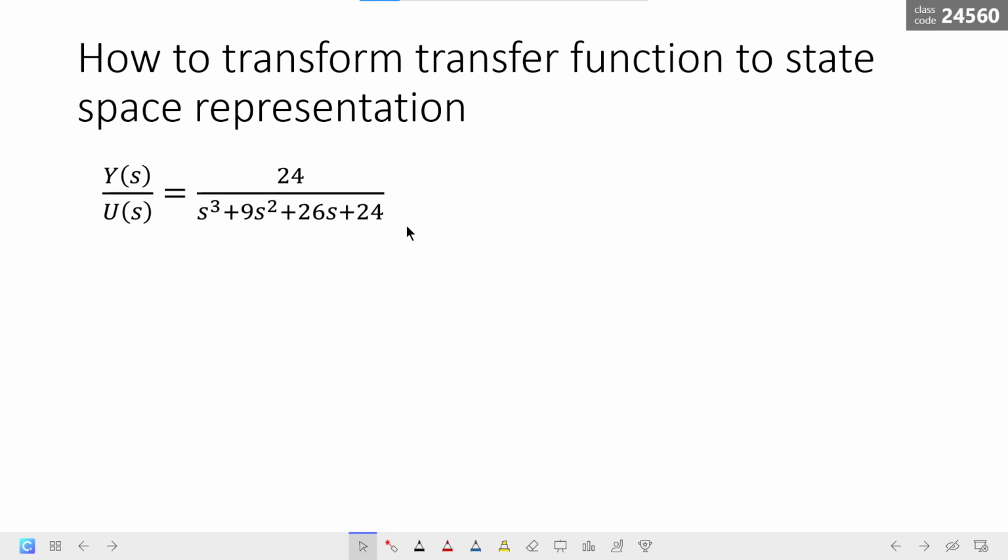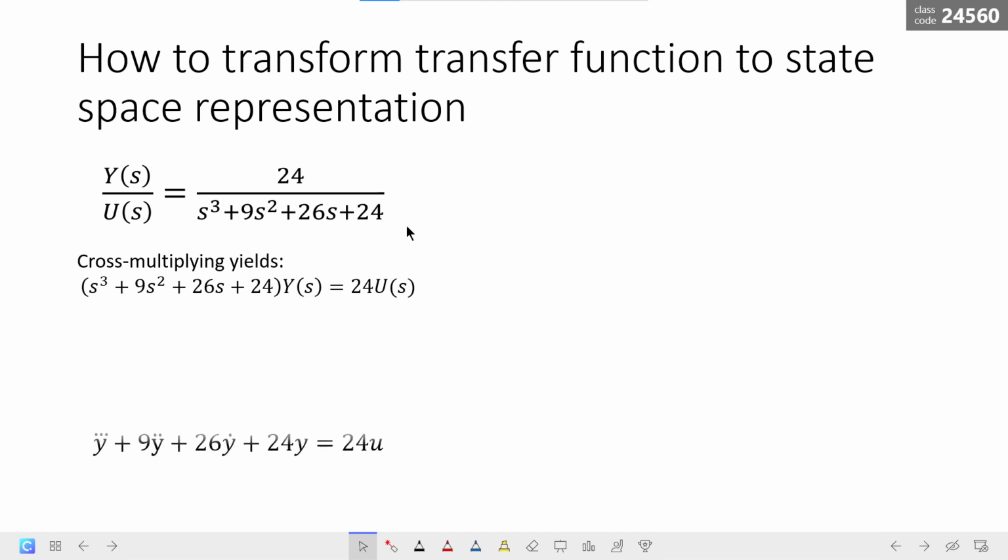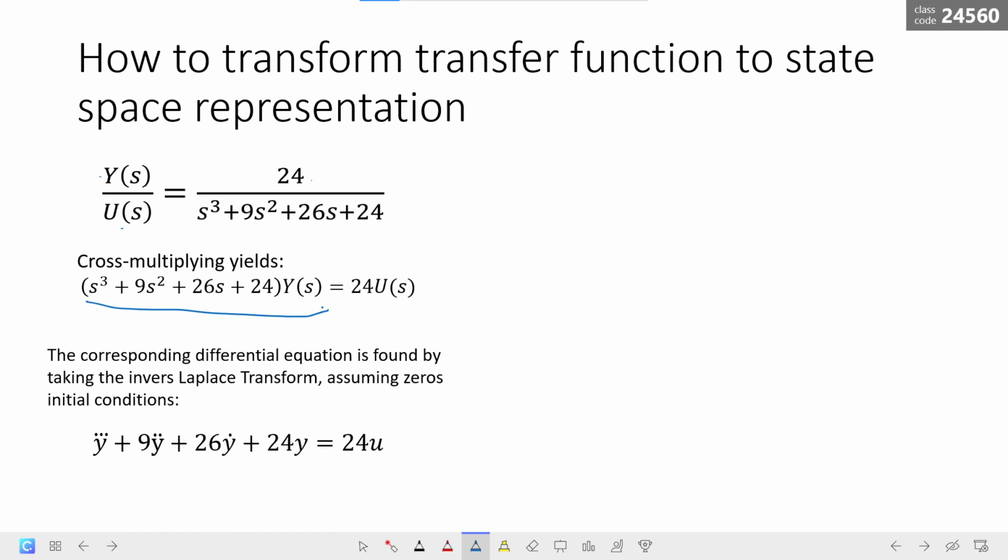So from here it's very important because this is the introduction to state space representation, and here I want to show how you can transform from transfer function formulation to state space formulation. There are many ways actually, but the first one is the easiest case. So from here you can cross multiply: U(s) times 24, Y(s) times this polynomial. This is obtained from the Laplace transform of a differential equation, right? So just rewrite it as a differential equation like this.